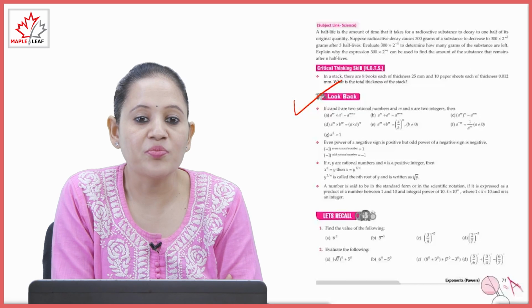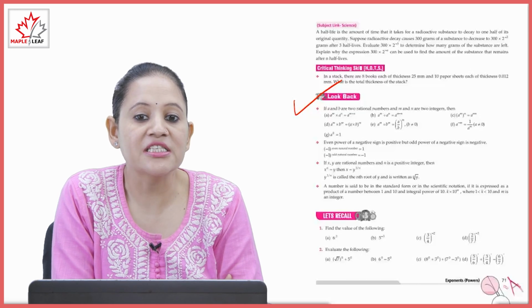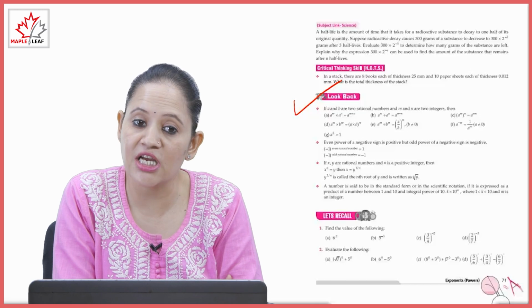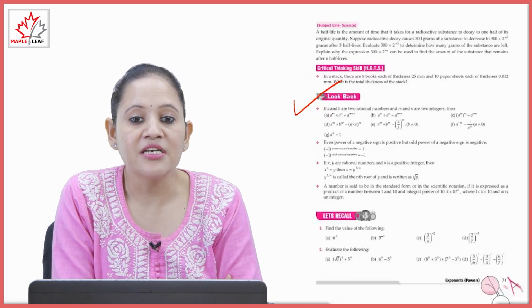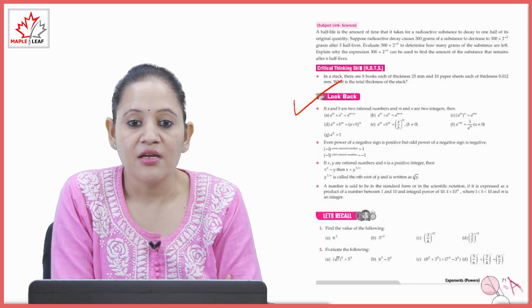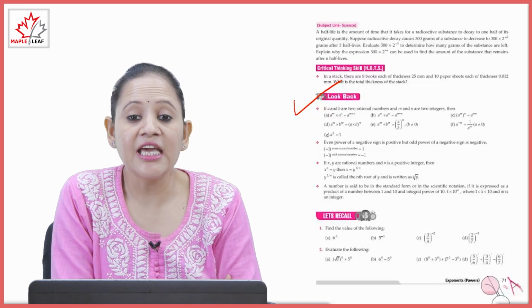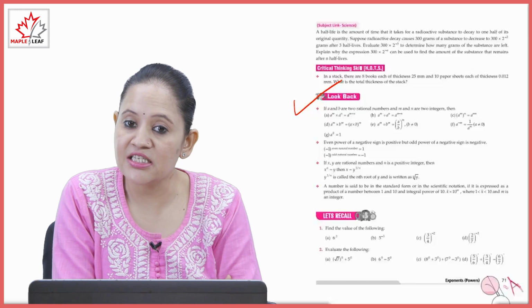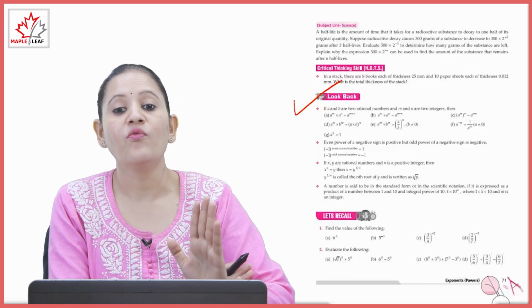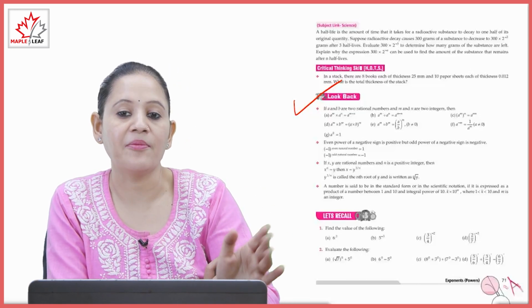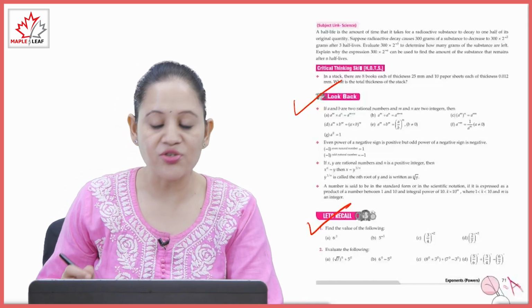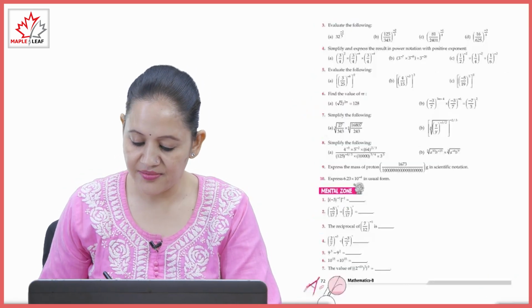A number is said to be in the standard form or in the scientific notation if it is expressed as the product of a number between 1 to 10 and an integral power of 10: k into 10 to the power m, where k is greater than 1 but less than 10. जो k की वैल्यू है वो 1 से ज़्यादा होनी चाहिए पर 10 से कम. m is an integer. Let's recall. So practice all these questions given here.